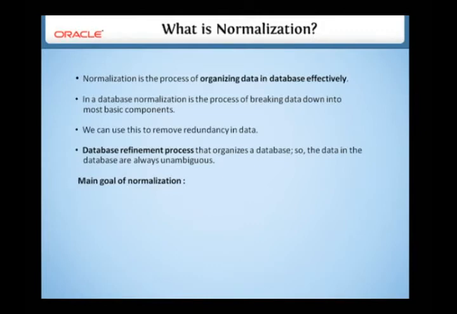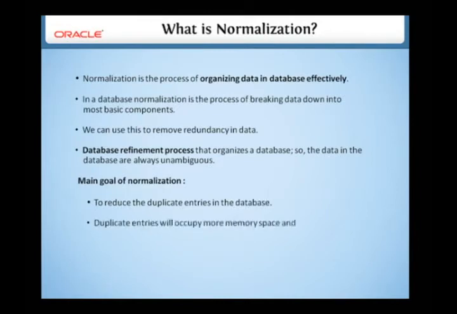The main goal of normalization is to reduce duplicate entries in the database. These duplicate entries will occupy more memory space and lead to data corruption because the same information is stored in different locations. Normalization is the process to avoid these problems. In normalization, there is a set of guidelines to be followed to avoid these problems.